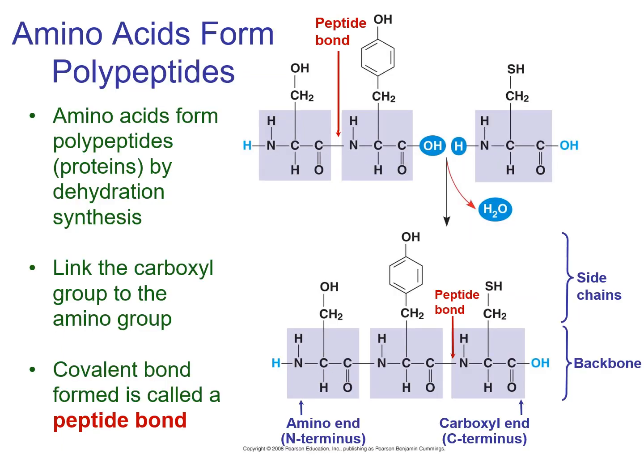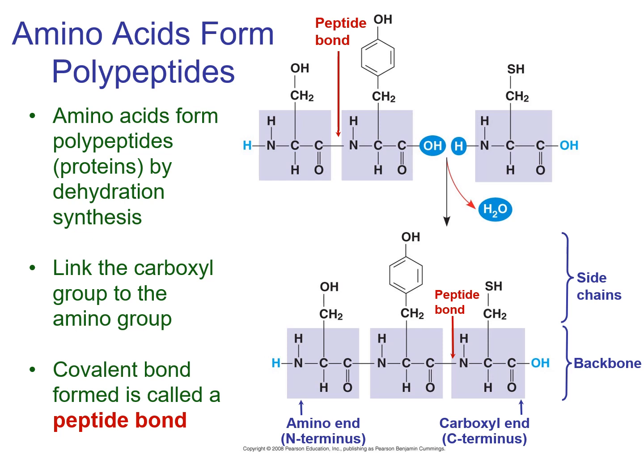We can refer to a protein as a polypeptide. And the reason for that is when dehydration synthesis occurs, we have amino acids being stuck together, and that forms a peptide bond. Poly means many. So a polypeptide has many peptide bonds in it.